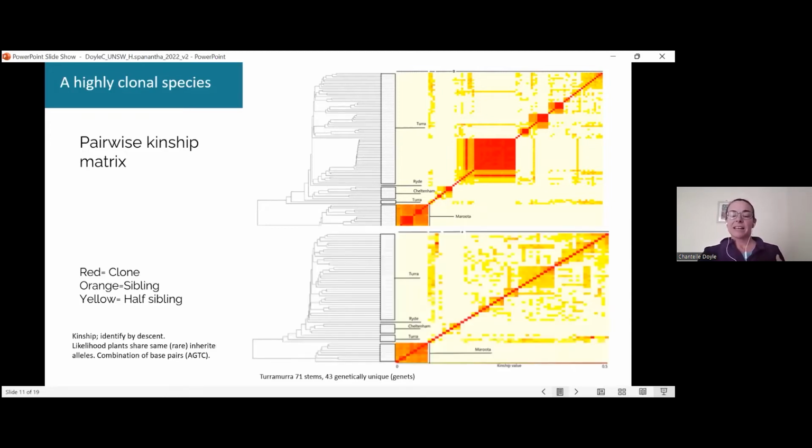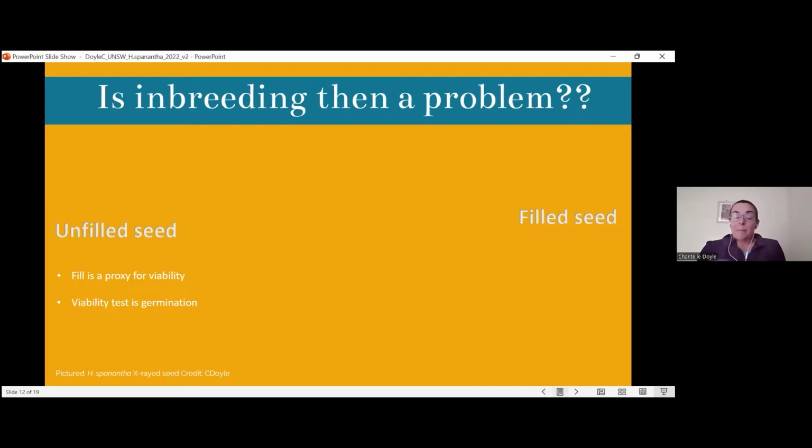We redid the analysis, the pairwise kinship, removing all the clones, and we still found that most of the populations were highly related. So siblings or half siblings, which is denoted in the yellow and the orange. Again, not great for this species. But is it a problem? So I answered, is it a problem, in a couple of ways.